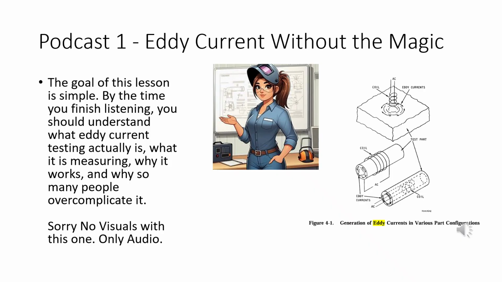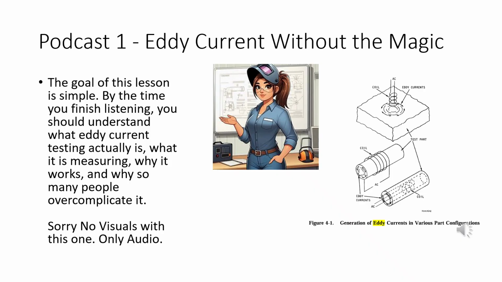The mental model of eddy current. Here's the model I want you to remember. A coil produces a magnetic field. The magnetic field creates eddy currents. The eddy currents create a secondary magnetic field. Material properties affect the eddy currents. Changes in eddy currents affect impedance. As impedance changes, the inspector interprets those changes. That is ET. Everything else is refinement.